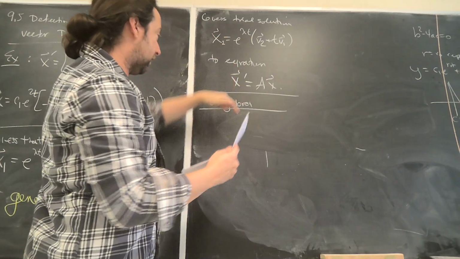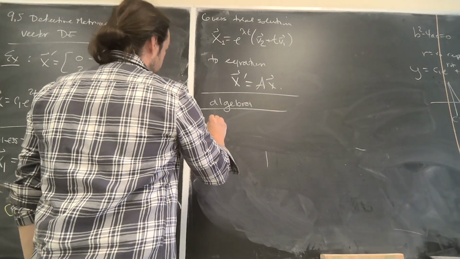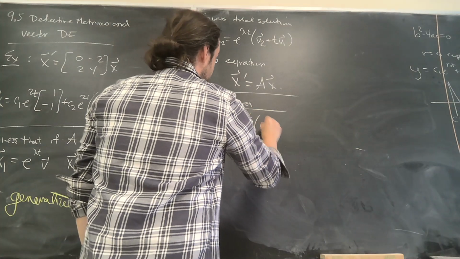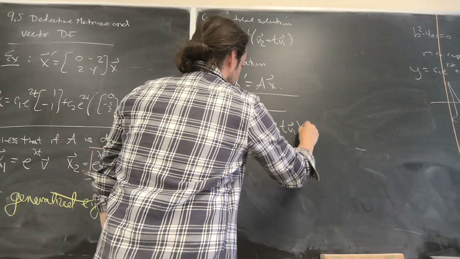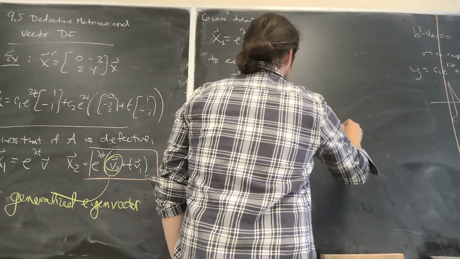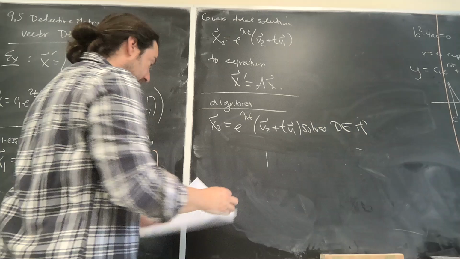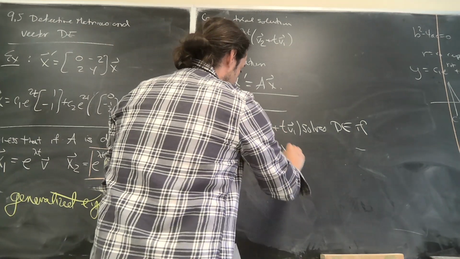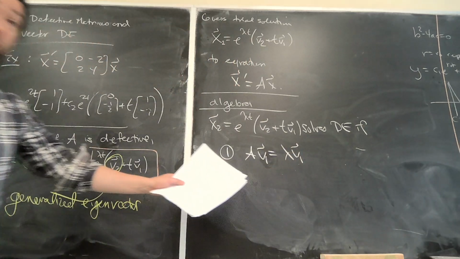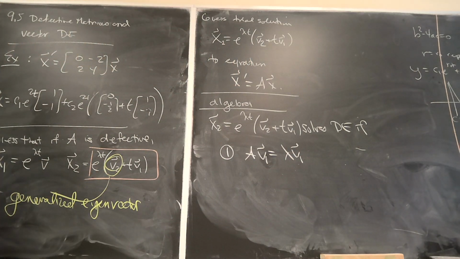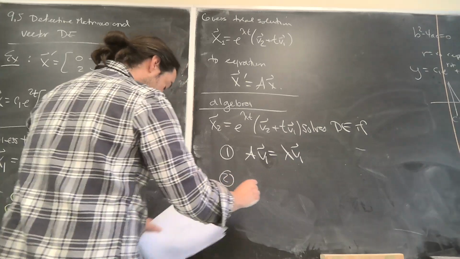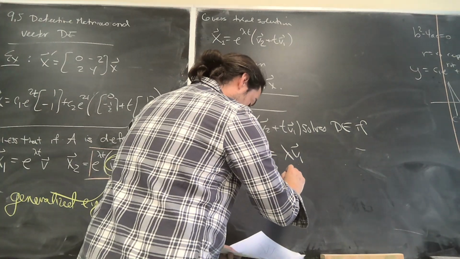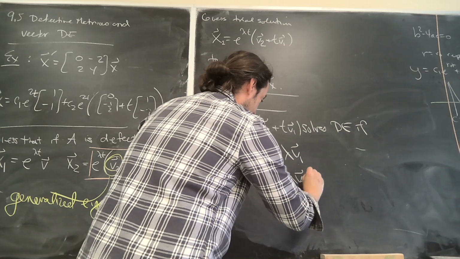Something of this form will solve this differential equation if x2 equals e to the lambda t v2 plus t v1 solves the differential equation if two conditions are met. One, A times v1 is equal to lambda times v1, which says v1 should be an eigenvector. And two, A v2 is equal to lambda v2 plus v1.